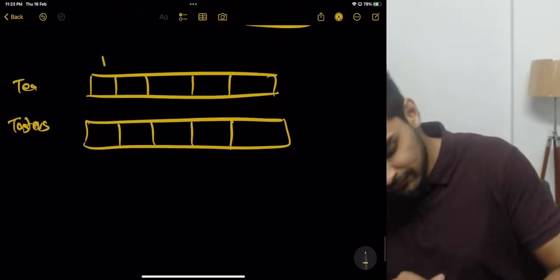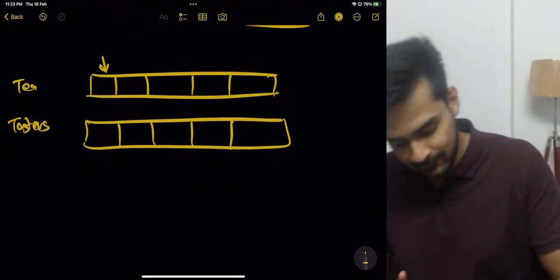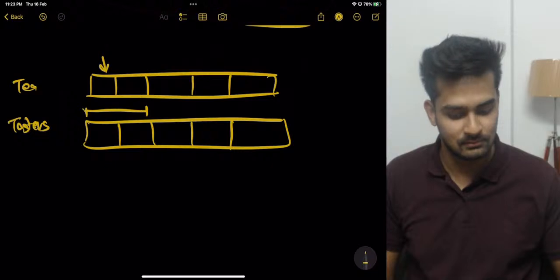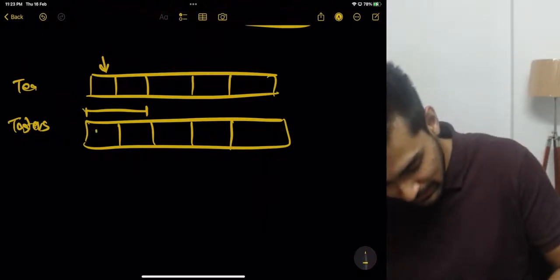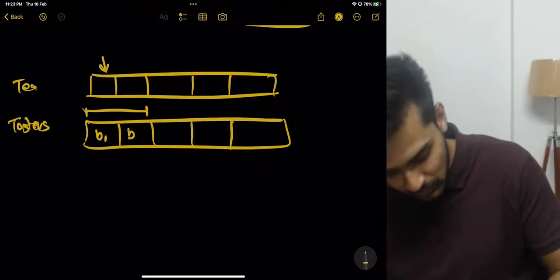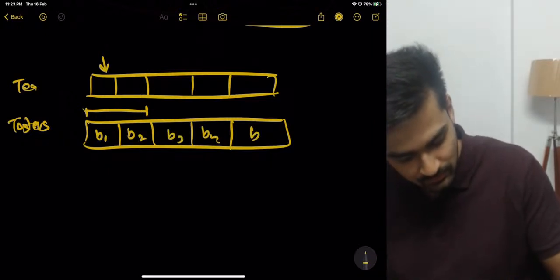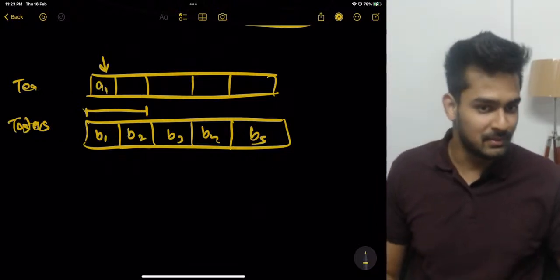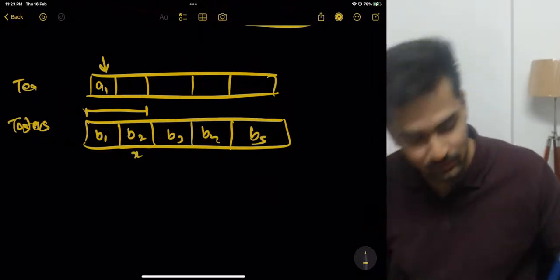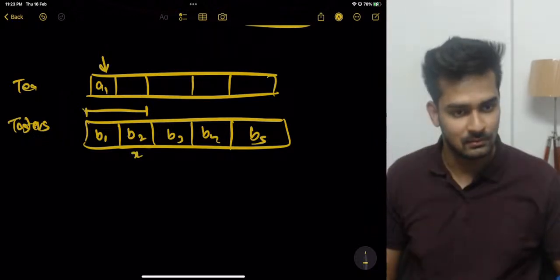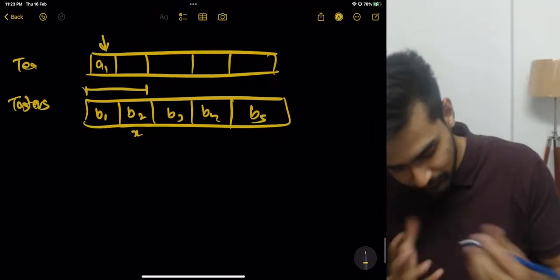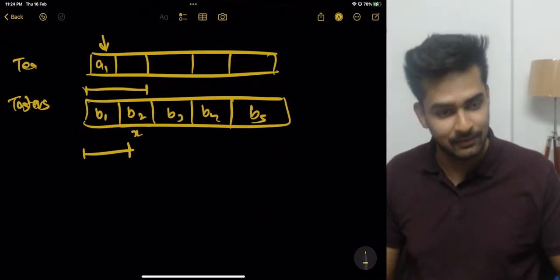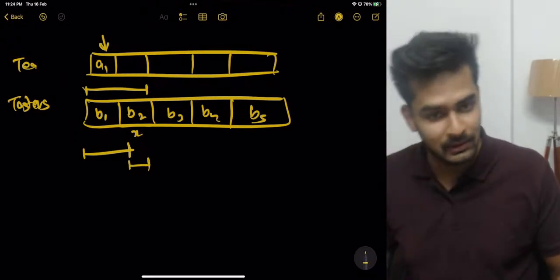For the first person, let's say the first person is able to reach till here, meaning it will take the entire B1. It could take the entire B2 as well, but let's say this value A1 was lesser than B1 plus B2. So it was only able to take some X value. With this we know that it was able to take the entire value of B1, and some value from B2.